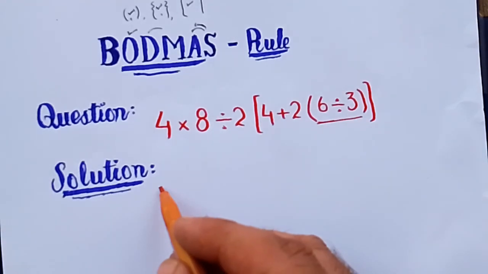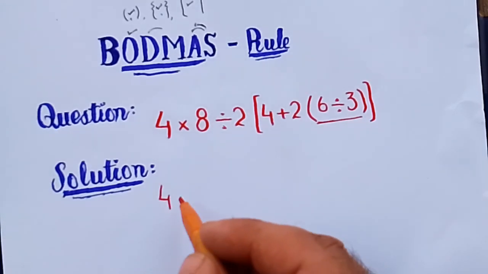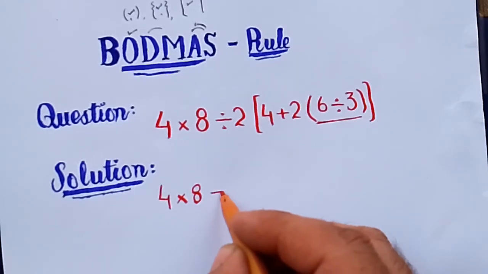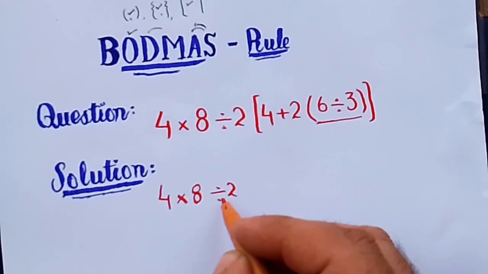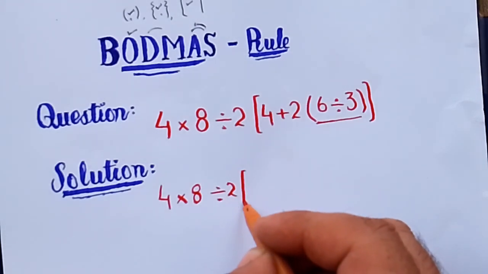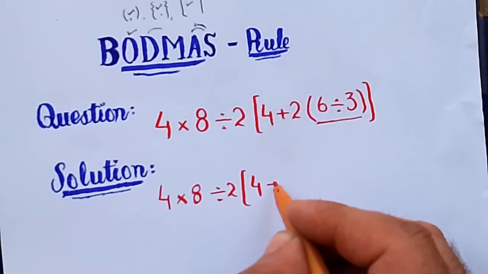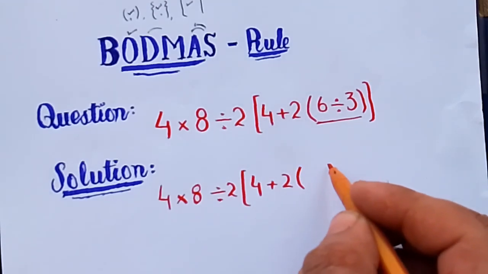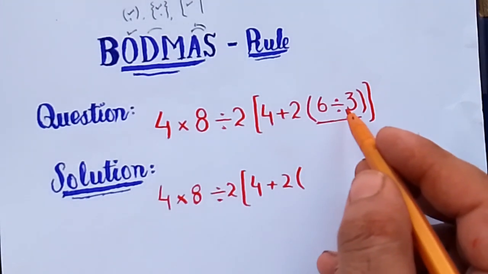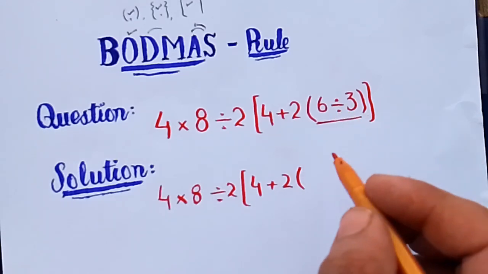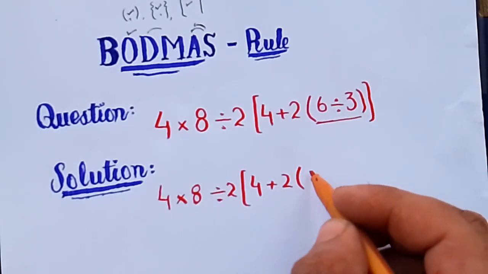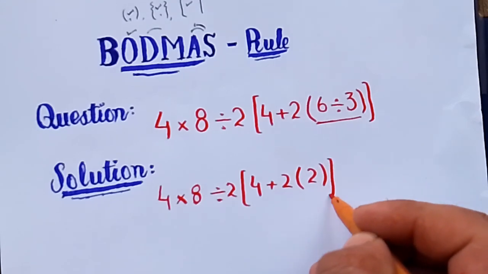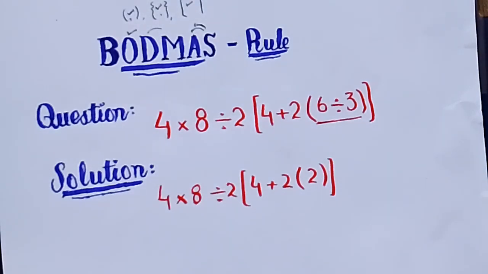So let's solve them. 4 multiply 8 divided by 2, large bracket 4 plus 2, and this will be solved first. So 6 divided by 3, the answer is 2. So we will write here 2. So this bracket has been solved.